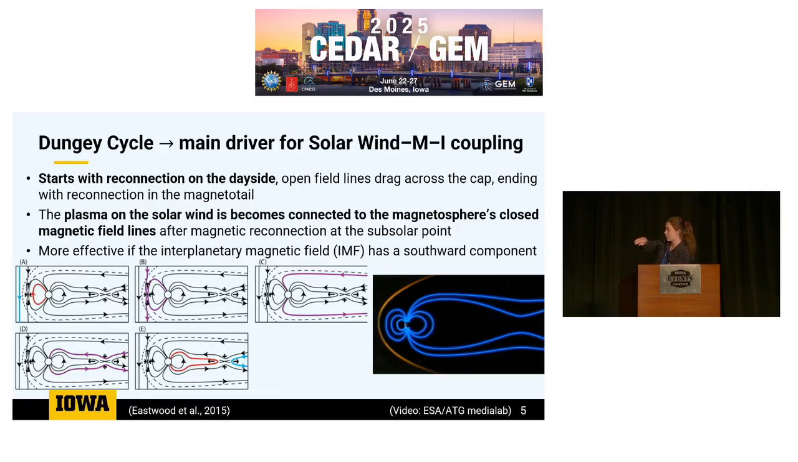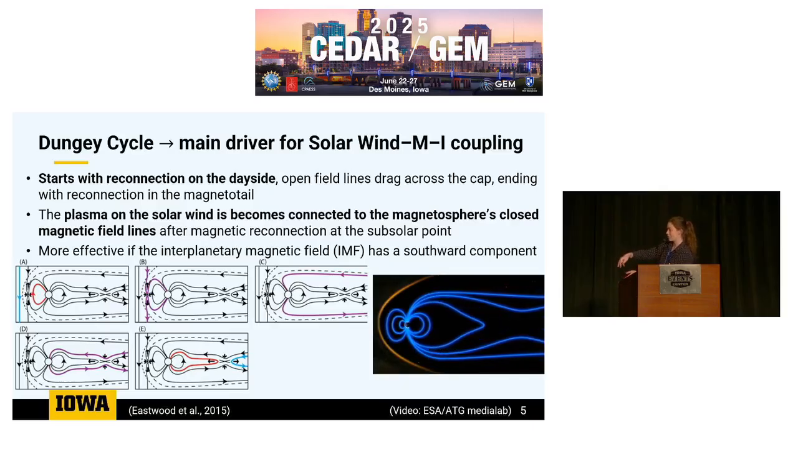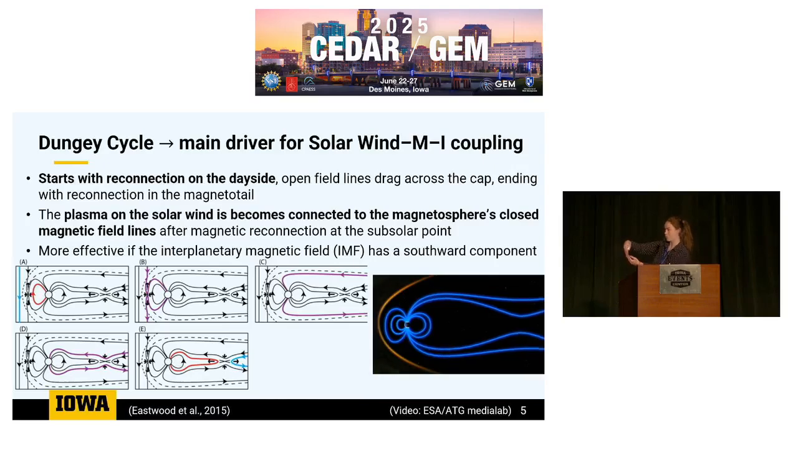And eventually there will be enough pressure in the tail region, behind the Earth, and that pressure will build up, and then reconnection will trigger so that all that magnetic tension that was stored up will be released as kinetic energy, and that field line will be pulled towards the Earth in a more dipolar configuration. And then that new magnetic field line will circle back to the dayside, and the cycle continues. This is more effective if we have a southward IMF, but we can still have a Dungey cycle with a northward directed IMF.